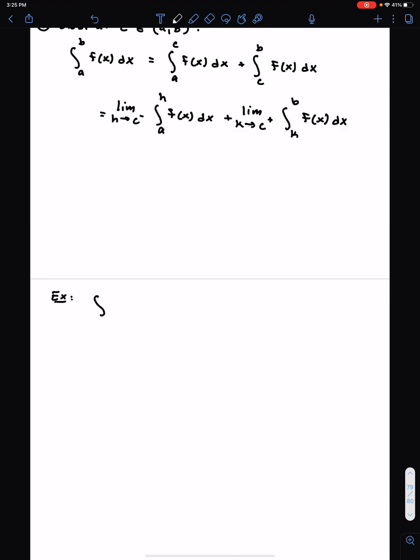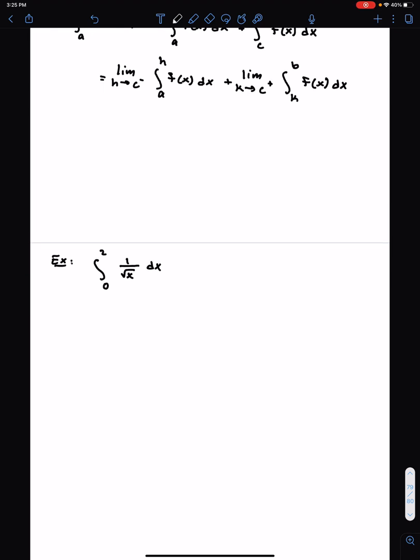So the integral from 0 to 2 of 1 over root x dx. What makes it improper is my lower bound is 0. If I plug in 0 into that expression, I get an undefined value. So I'm going to take the limit as a approaches 0 from the right.